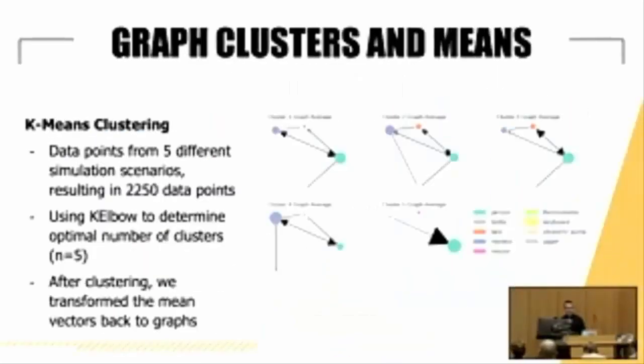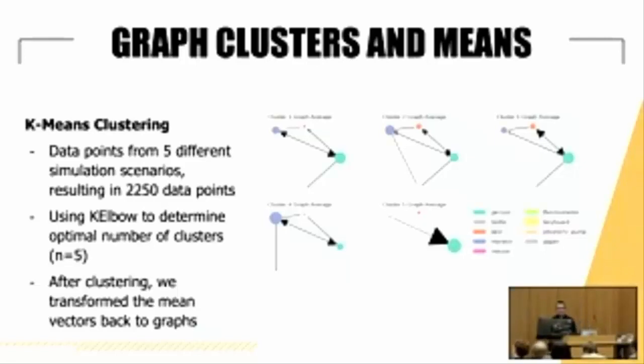Once we were able to come up with a vectorization technique, we grabbed 5 different simulation scenarios with different participants, and we did the same process that we just discussed. We processed the video, found the AOIs, created the graph, and then vectorized those graphs. And that resulted in 2,250 data points. We then used those data to train a k-means clustering algorithm and used the elbow method to determine the optimal number of clusters, which ended up to be 5.